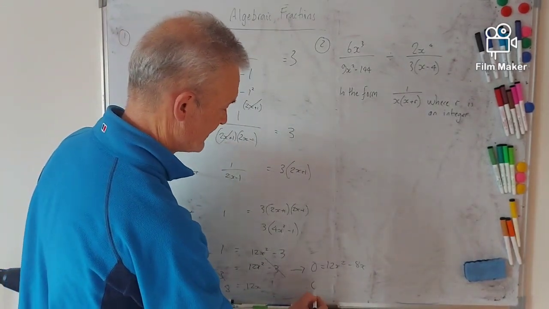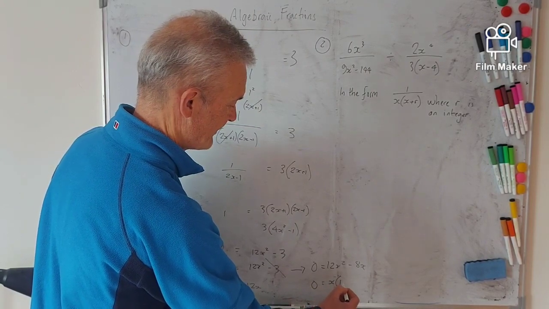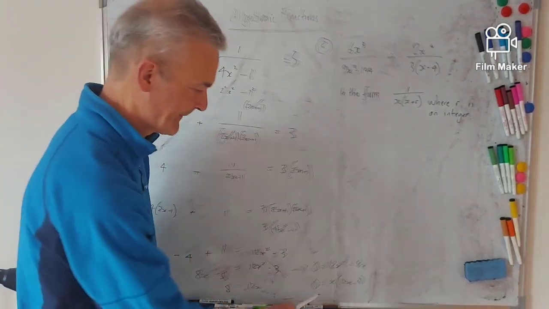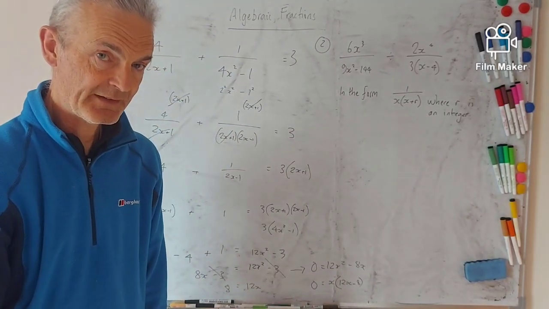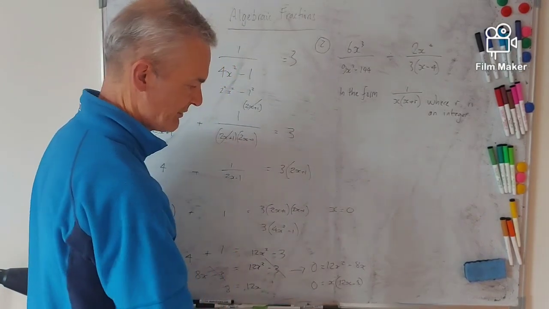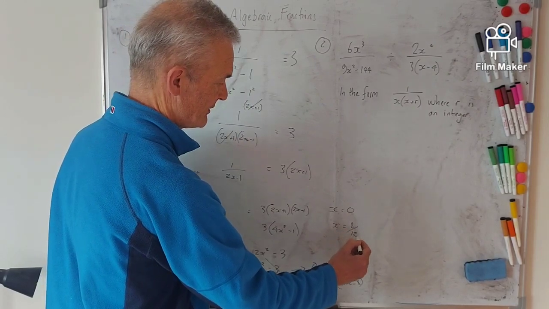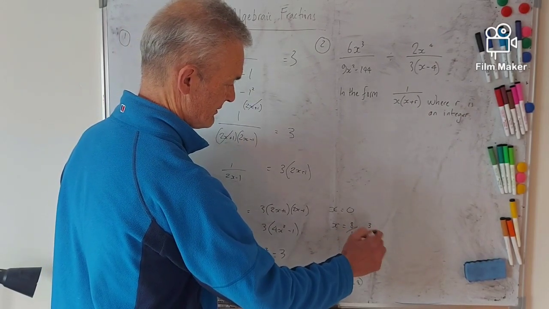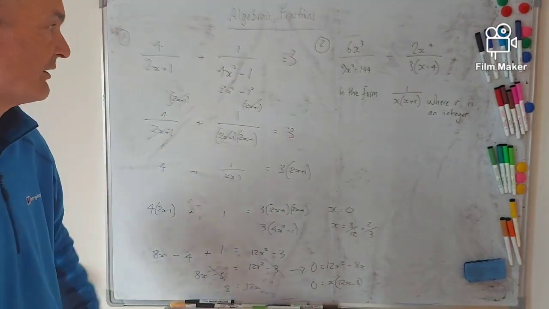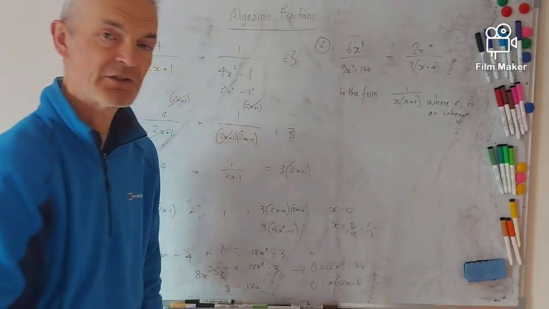Then factorise. I'm just going to pull an x out, and I'm going to be left with 12x minus 8. Okay, so hopefully you'll see there that x equals 0 is a solution, and the other solution is the one we've got down here. x equals 8 over 12, which is 2 over 3. Okay, so there are 2 solutions there. And the great thing about these sorts of questions is that we've got our two solutions here.